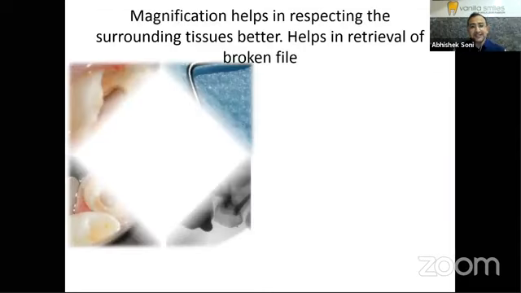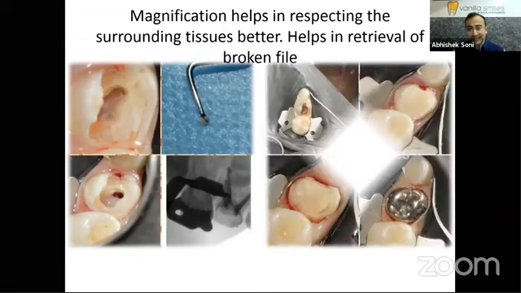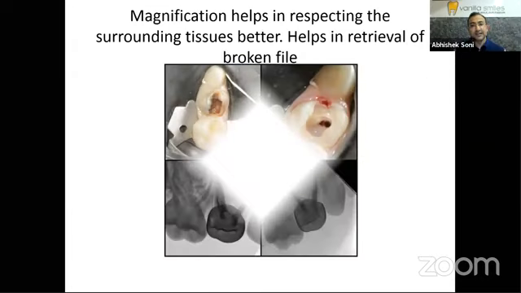Magnification is also going to help respect the surrounding tissues when you go in for your crown cuttings. You see there's hardly any peripheral soft tissue damage. In this case, we were able to retrieve the broken file fragment with the help of the loupes, and we were able to obturate all the 4 canals.